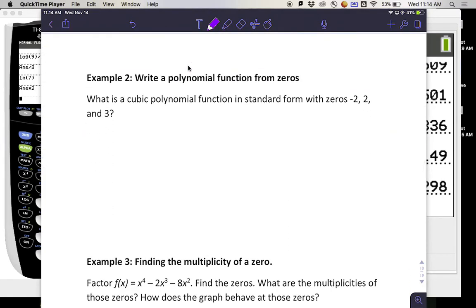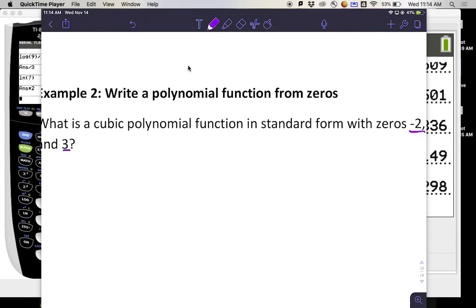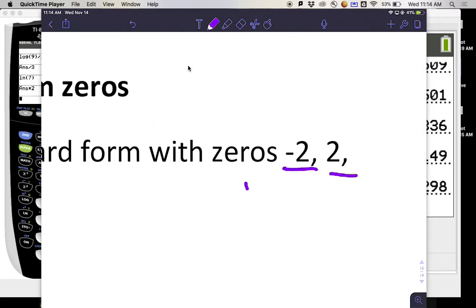So for this next one, we're going to go backwards. We're going to start with zeros, and then write a polynomial function in standard form with these given zeros. So notice you've got negative 2, positive 2, and 3. To write the factor for negative 2, we do the opposite sign. So usually it's x minus the b value, or whatever your zero is. So if we do x minus negative 2, it's going to look like this, which we change to a plus.